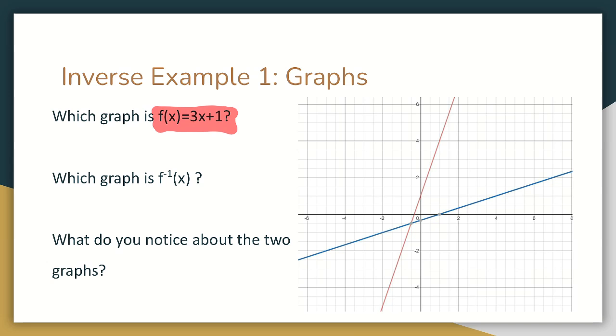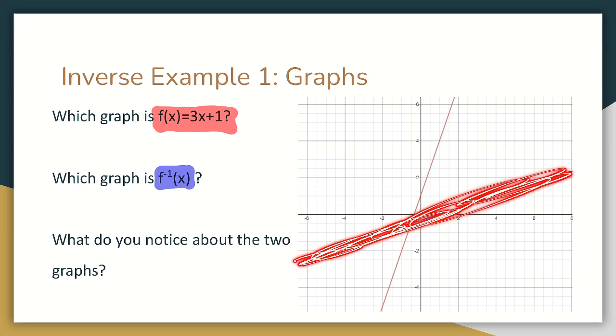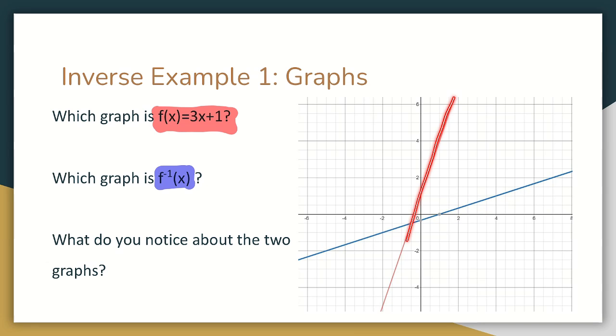And so the blue line is the inverse of f. What do you notice about the two graphs? Do you notice anything? If you didn't have the blue one here, it was gone, and someone said, hey, we have this function f, it's f of x is equal to 3x plus 1, how do you know where its inverse will be?